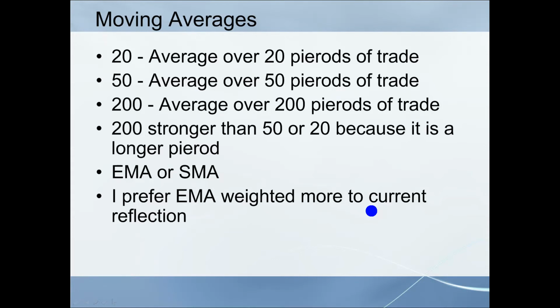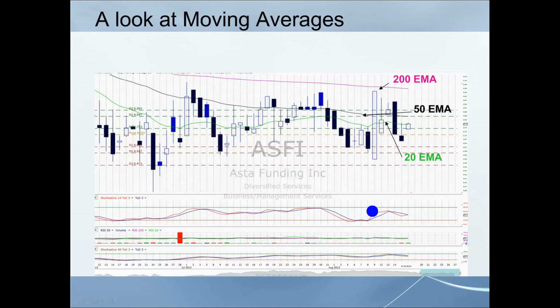Moving averages, I use the 20, the 50, and the 200. Of course, you can deviate from this and use what you feel best for the trade that you're making. But 20, 50, and 200 seems to be a really popular moving average system. Now, we can use EMAs or SMAs. I prefer to use the EMAs because the EMAs are weighted. That means that they're more to that current reflection. We can wait for those SMAs to come around.